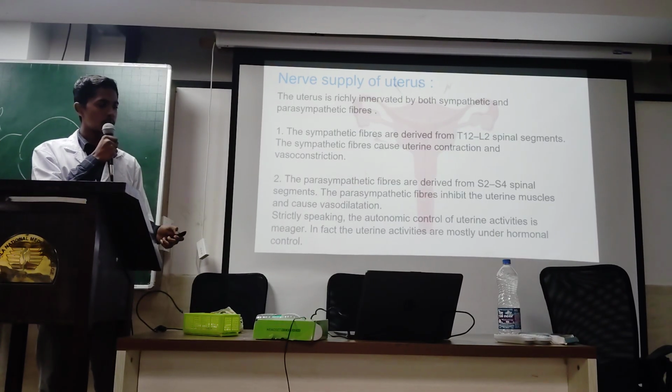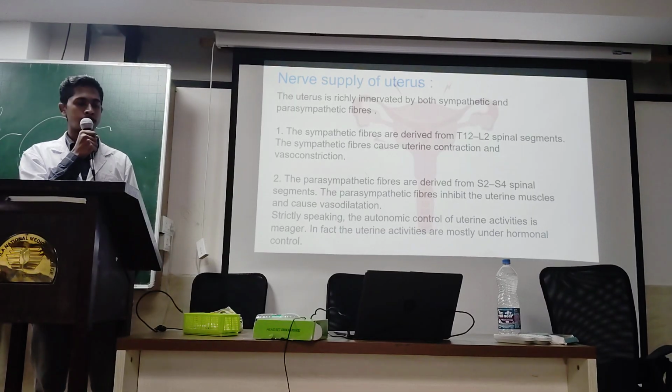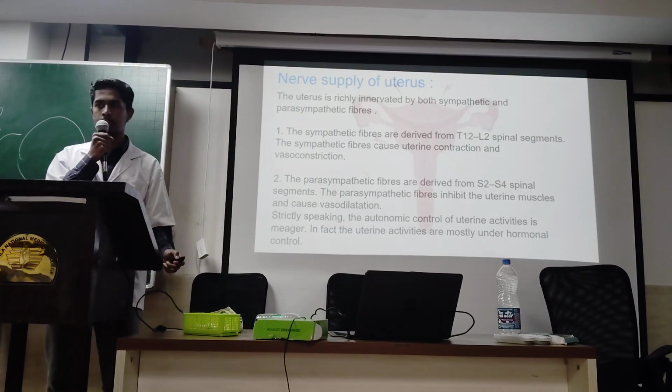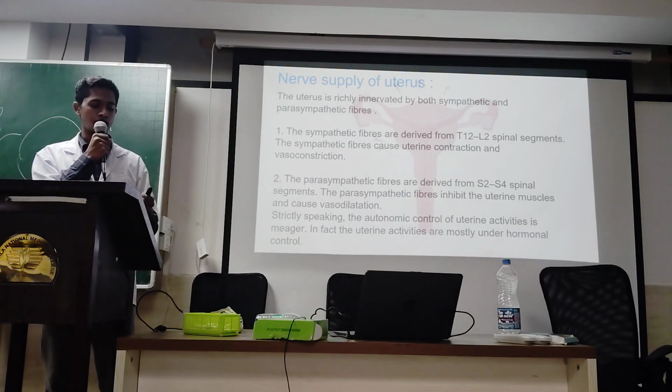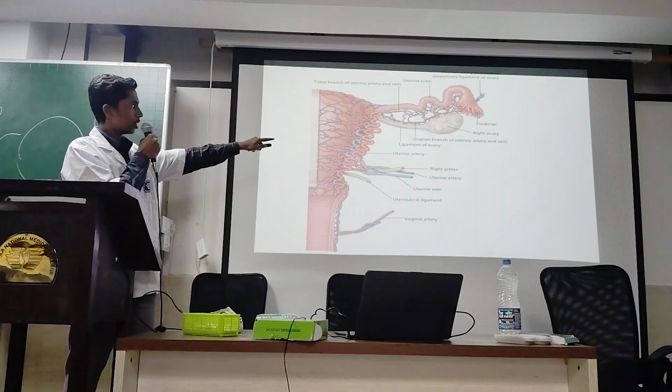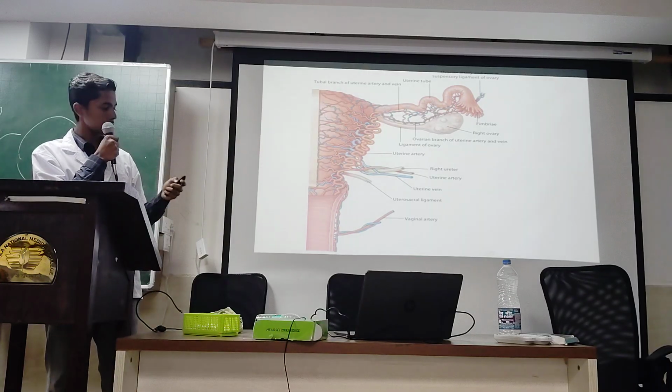However, it is important to note that even though autonomic control is present, the uterine activities are mostly controlled by hormonal control rather than direct neural output. And we can see the tortuous course of the uterine vessels in this diagram.